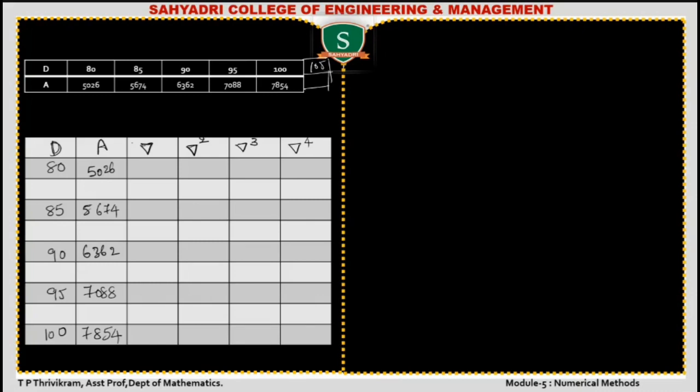So here also you'll get the same differences. That means 648. Next here, 688. This table won't change. 726. Next 766. Next here, 40. 38. 40. Next here, minus 2. And here, 2. Next here, 4. Okay. So you'll get the data the same, because whether it is forward or backward, only the symbols will change.